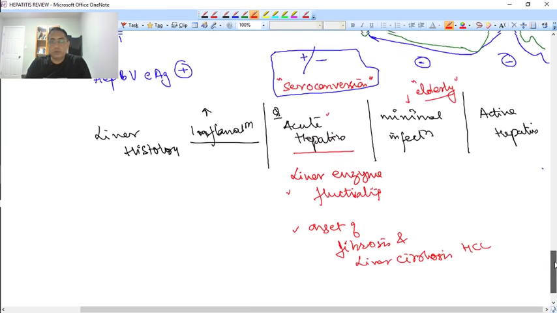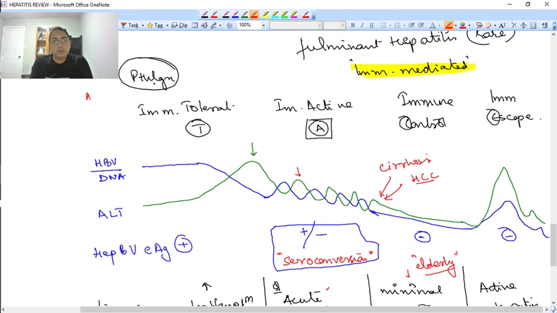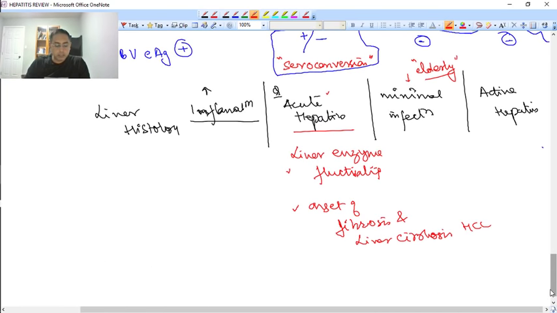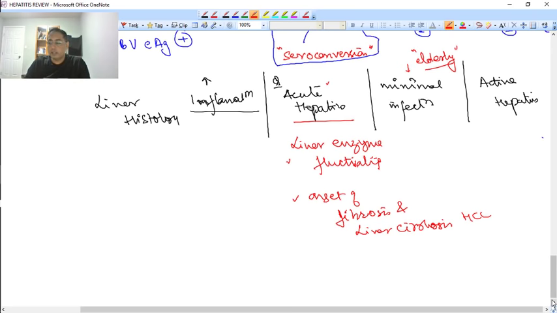If you talk about the age group, I can show you the age group maybe over here only. If I talk about the age group, it will be easy for you to remember. Immune tolerant would be seen in young individuals. Immune control is seen in elderly more than 60 years of age. Immune active and immune escape phenomena are seen in roughly around 30 to 35 year old people. So elderly people would be predominantly showing immune control phase for hepatitis natural course, and young would again show immune tolerant phase.